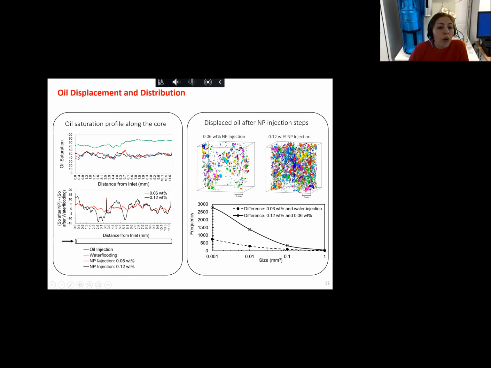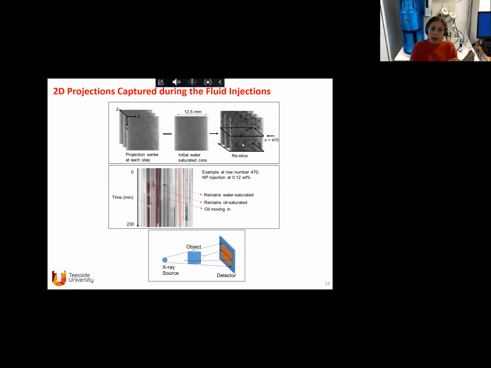We also looked at a 3D image of only the oil phase displaced, all the displacements that were happening at pore scale. We can see that after the low concentration nanoparticle injection there are some displacements, but much more substantial displacements after the higher concentration nanoparticle injection. And this is what you can see in color, put in numbers. What is happening after the higher concentration nanoparticle injection is quite a lot more substantial. So we wanted to go back and look at those sequences of 2D projections and see what had happened.